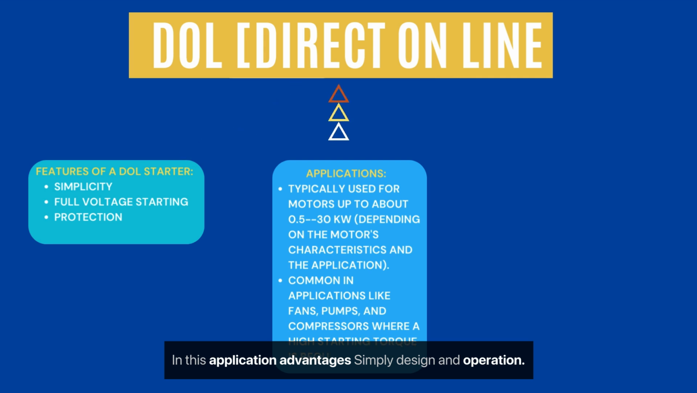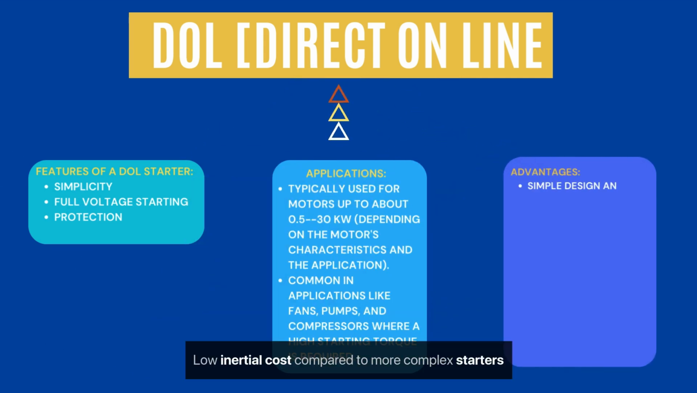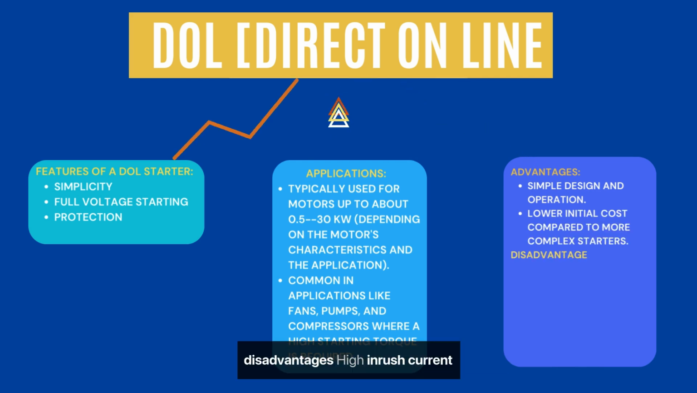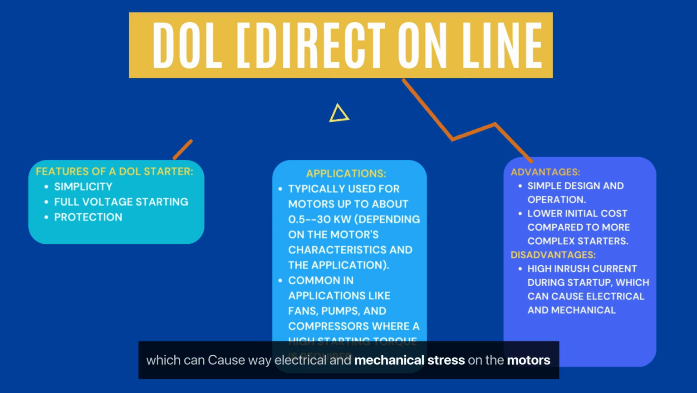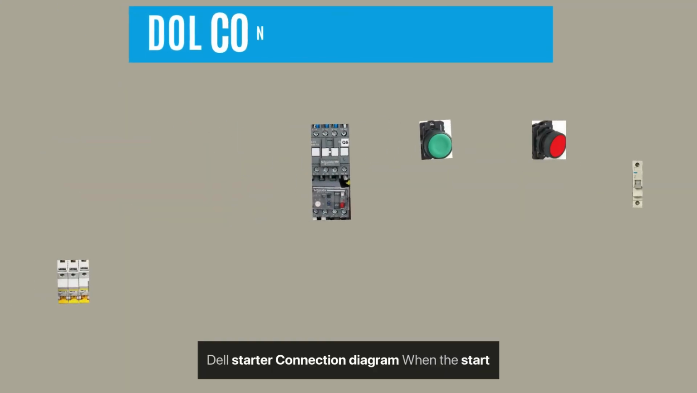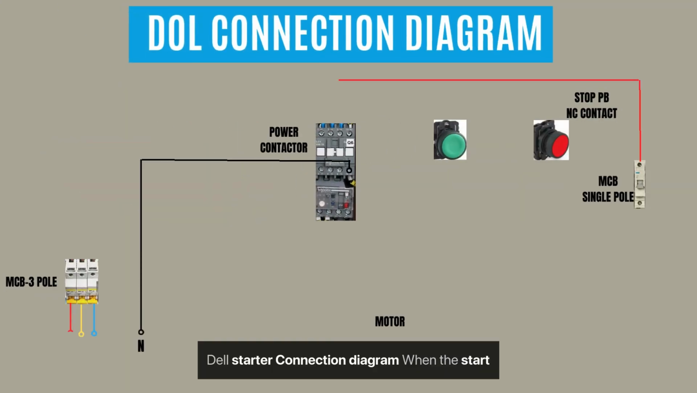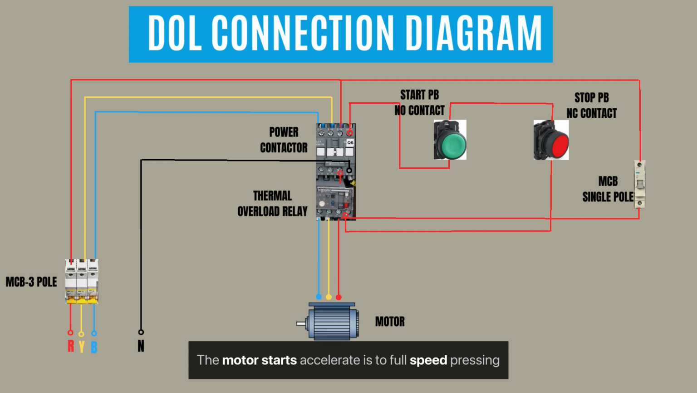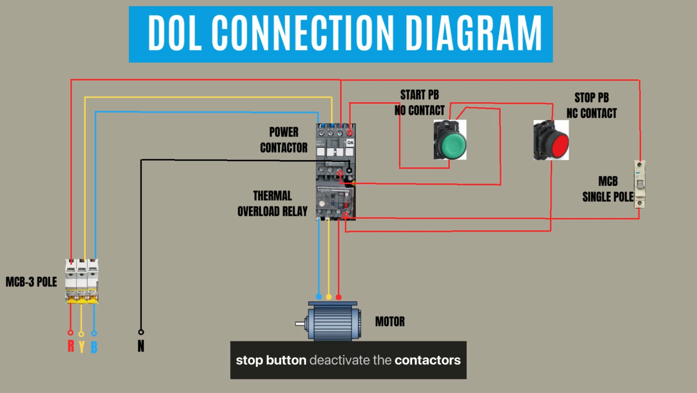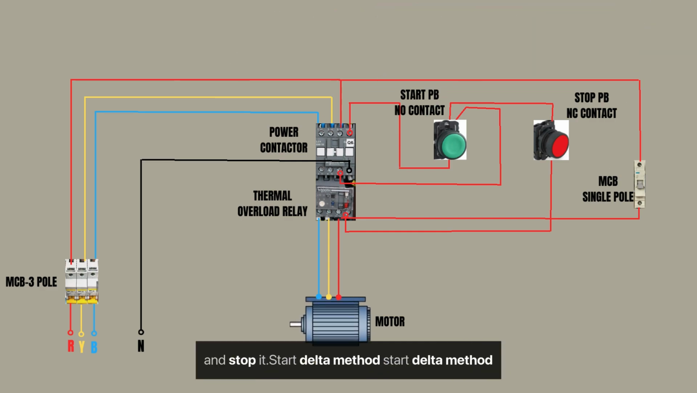Advantages: simple design and operation, low initial cost compared to more complex starters. Disadvantages: high inrush current during startup, which can cause electrical and mechanical stress on the motors and supply system. DOL starter connection diagram. When the start button is pressed, the contactor closes, allowing the current to flow directly to the motor. The motor accelerates to full speed. Pressing the stop button deactivates the contactor, cuts off the power to the motor and stops it.